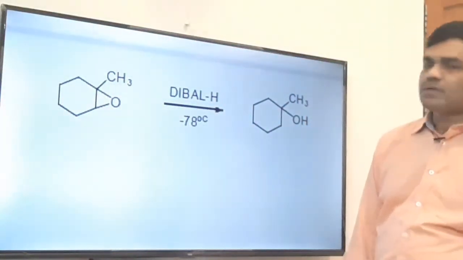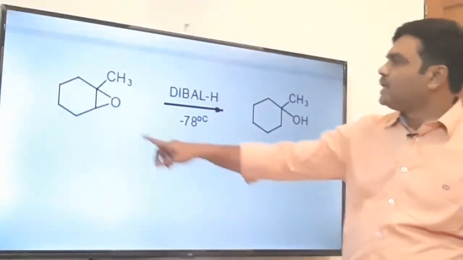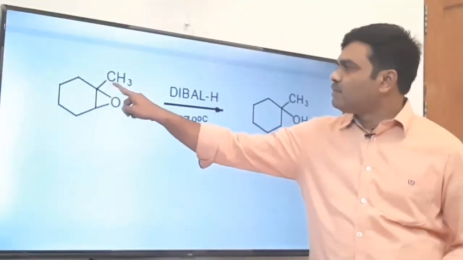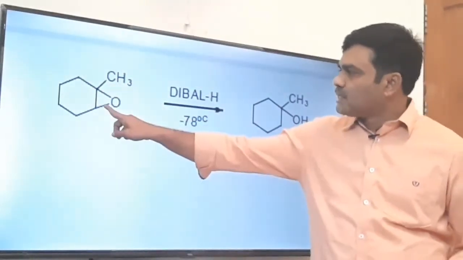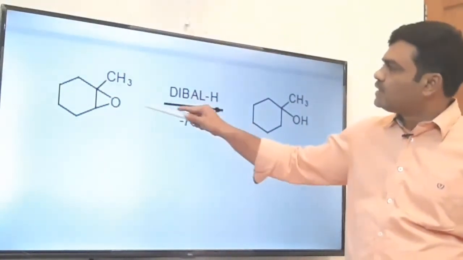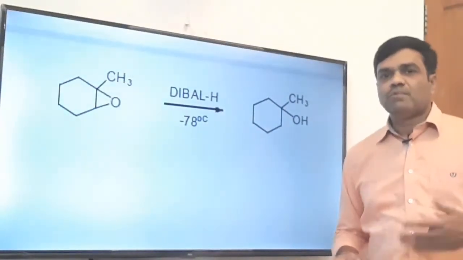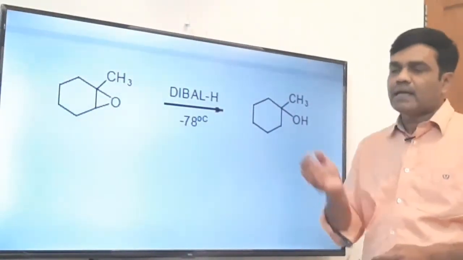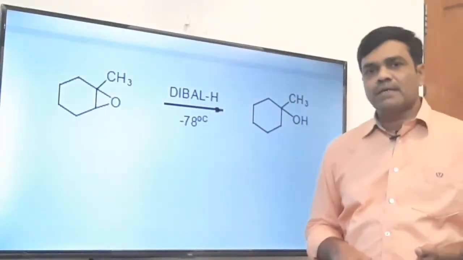DiBALH reduces the epoxide ring as usual. The ring opening reaction takes place from the less substituted side. It will not open from this side because it is more substituted. The ring will open from this side, and oxygen will have a negative charge, so it will be OH, and we get this more substituted alcohol. Remember, in case of hydride ion, always the more substituted alcohol is obtained as a product after reduction of the epoxide ring.